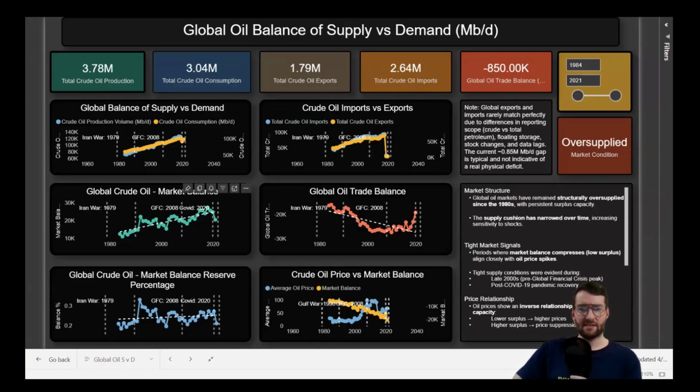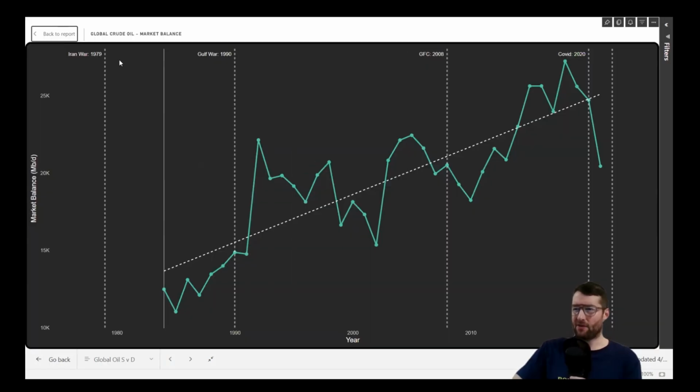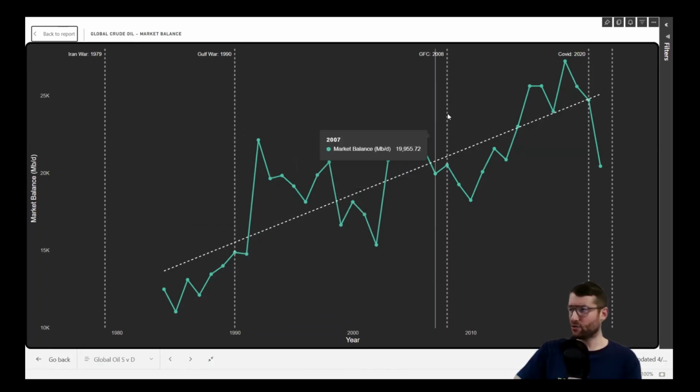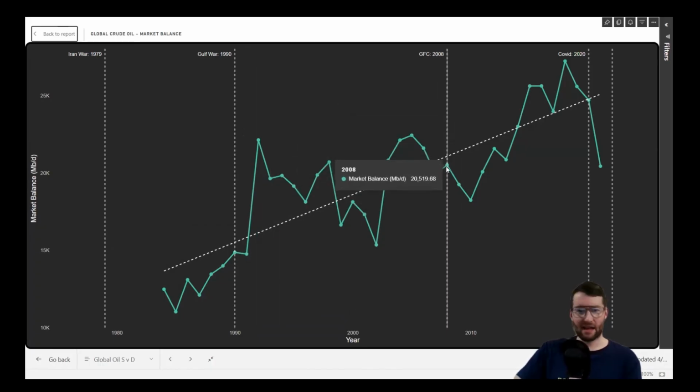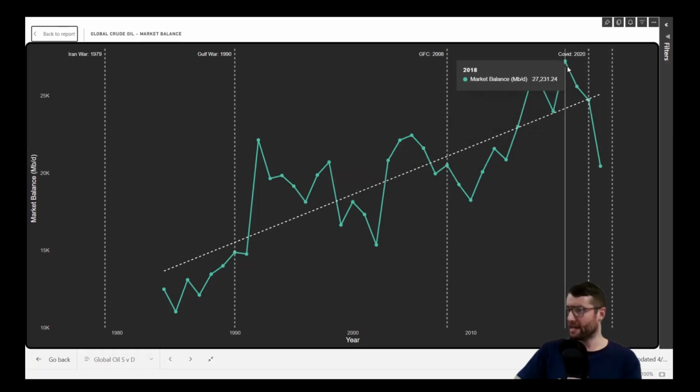Next, if we overlay major geopolitical and economic events, we can see the disruptions in market balance, and that's what we've got up here. We can see the Iran war here, but we don't have that data available from this source. The Gulf War in 1990 was 14,872 million barrels a day annually for 1990. Then the global financial crisis over here, 20,000, and then COVID in 2020.